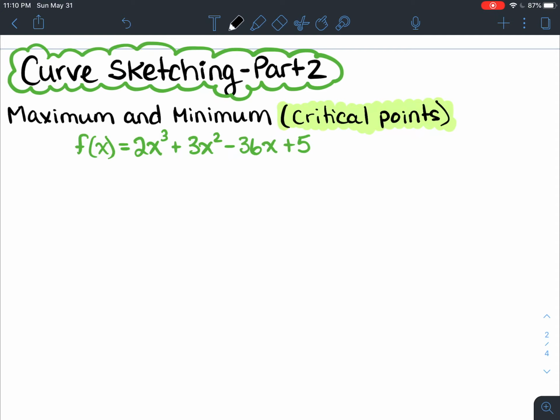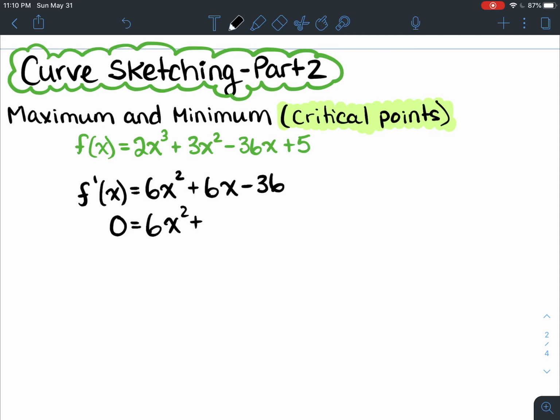All right, so I made up a polynomial. That's way harder than the one I did in the previous video. Let's get the derivative of it. The derivative of that will be 6x squared plus 6x minus 36. That's a lot of 6's. Okay, so we got the derivative. All right, now let's set the derivative equal to 0. And then we can find out our max and mins.